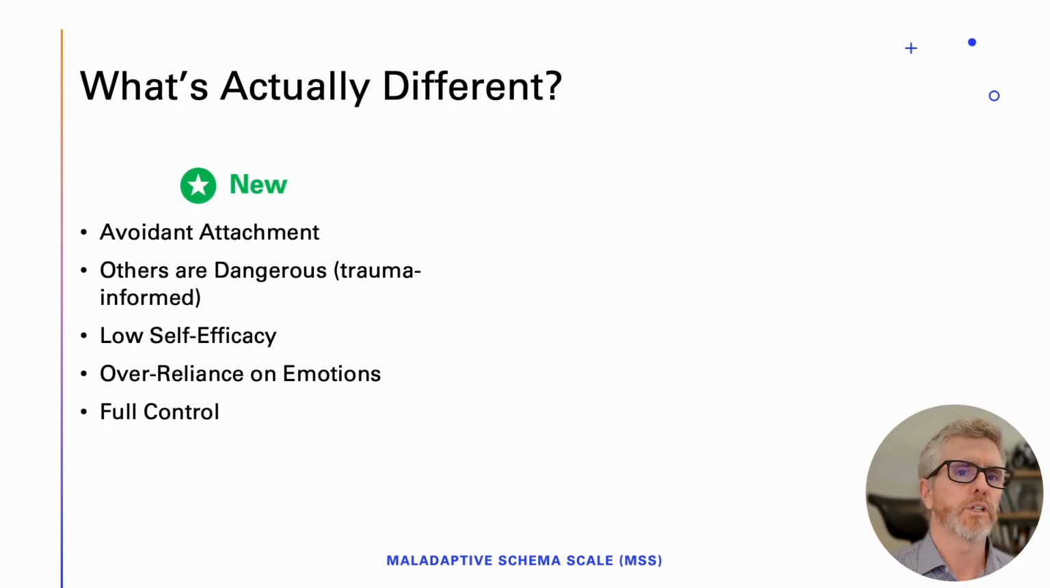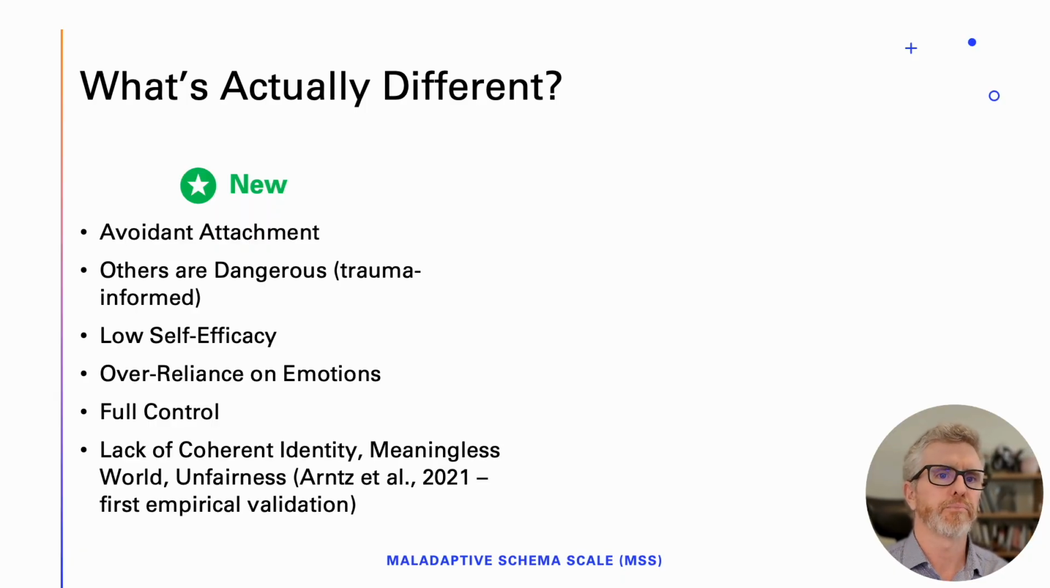Over-reliance on emotions and full control capture modern phenomena, emotional reasoning and the manifesting culture, with origins in parental indulgence rather than abuse. Then the three from Arndt et al.'s 2021 position paper: lack of coherent identity, meaningless world, and unfairness. These integrate Dweck's core need for coherence, completely absent from Young's model. Critically, this is the first empirical validation. Each showed fit to the RASH model with favourable psychometric properties. They give us our first comprehensive way to understand dissociation, psychosis, and severe personality pathology within schema therapy.